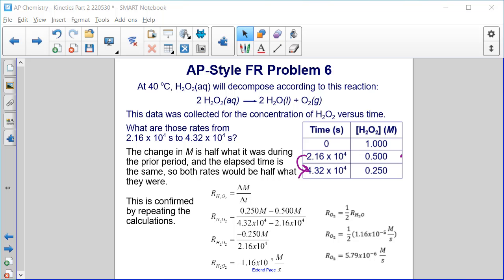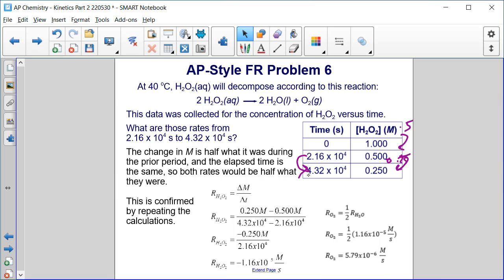All right, so what are the rates of disappearance of H2O2 and appearance of O2 for this second time period from 2.16 times 10 to the 4th to 4.32 times 10 to the 4th? So the change in molarity from here to here is 0.250, which is half as much as it was from here to here when it was 0.5. So, and the time period is the same. This is another 2.16 times 10 to the 4th seconds. So both rates would be half what they were.